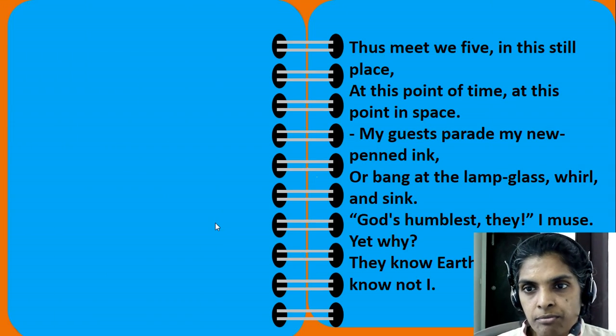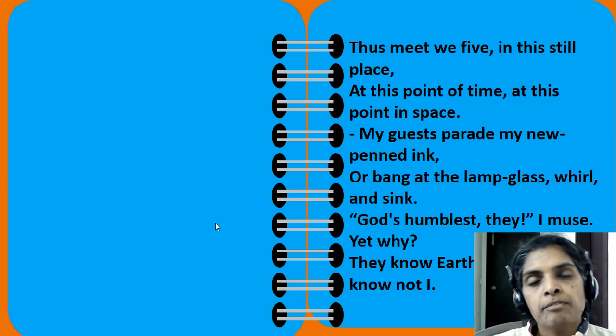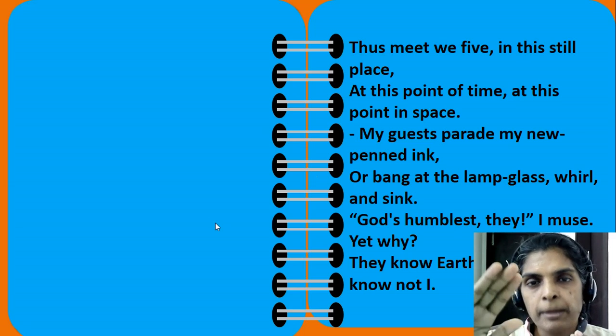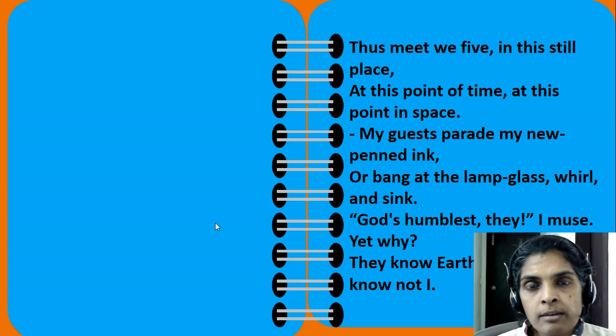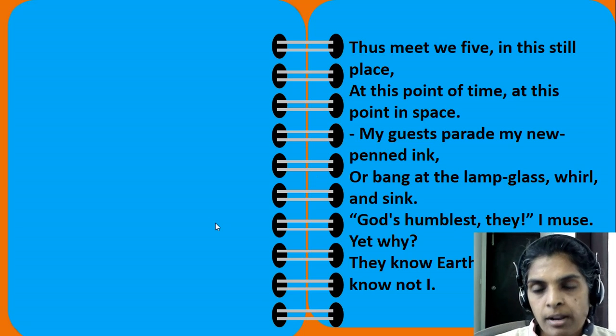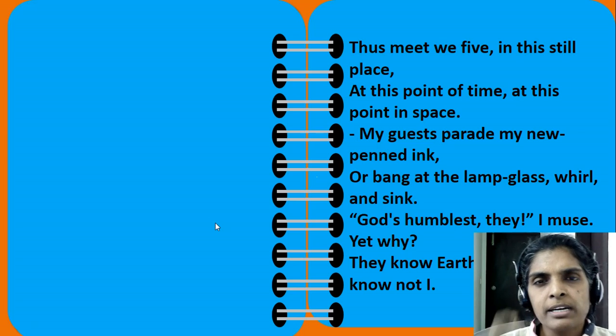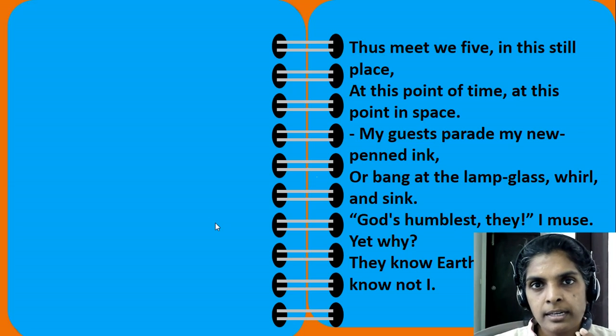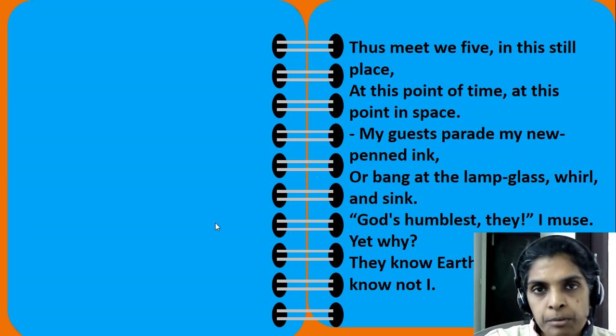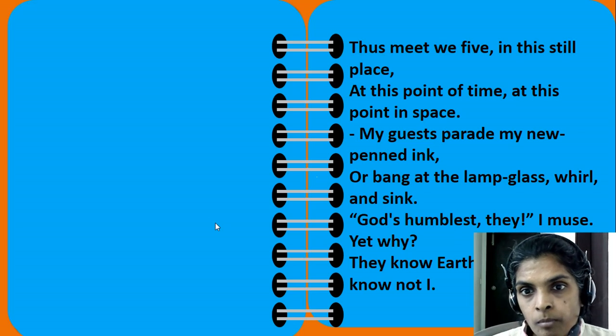Thus meet we five in the still place. So still, everything is still. Still means everything is calm and very, very quiet. So there we five. Who are they? The fly, the moth, the long legs and the bumblebee, these four of them, and the poet. So totally five of them meet as if they are going to have some discussion. So here the poet treats these tiny insignificant insects with so much respect, as if we five, as if everybody is equal. So we are all meeting at this point of time and at this point in space.